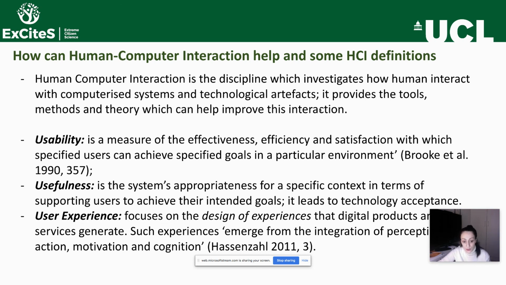And of course, user experience, which focuses on the design of the experiences that digital products and services generate. Such experiences emerge from the integration of perception, action, motivation, and cognition. So, although usability and usefulness are key elements, user experience goes a little bit beyond that and looks at emotional, affective, experiential, hedonic, and aesthetic variables.